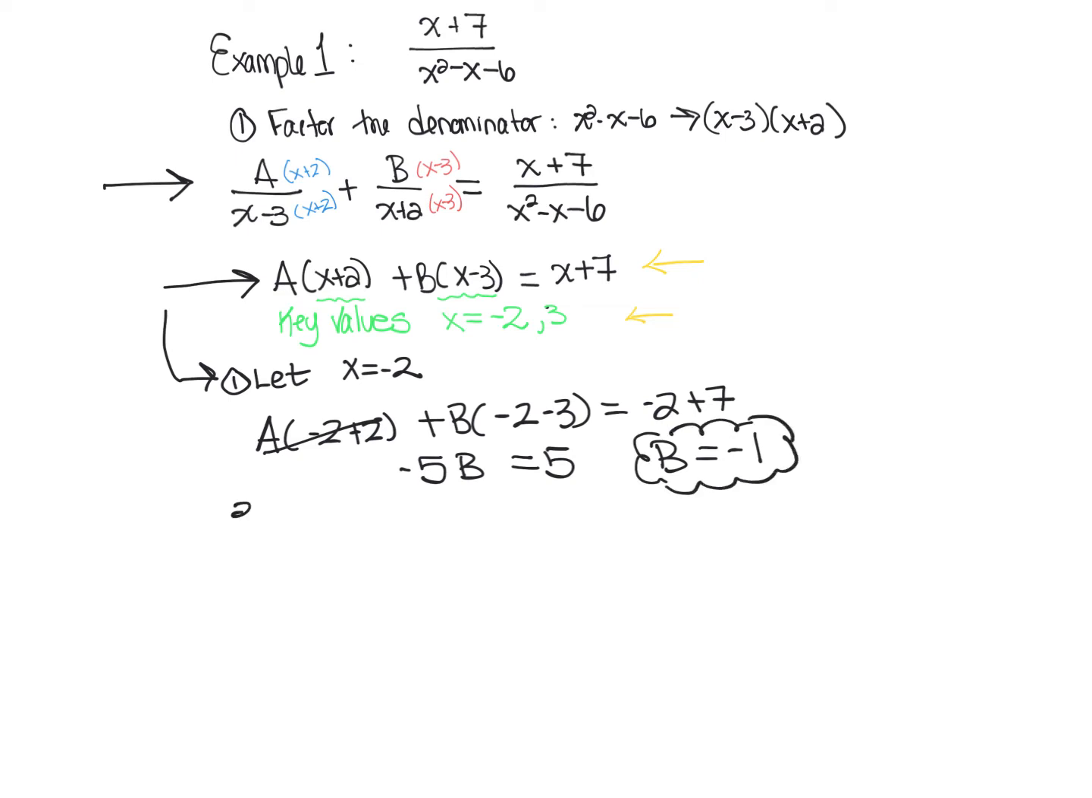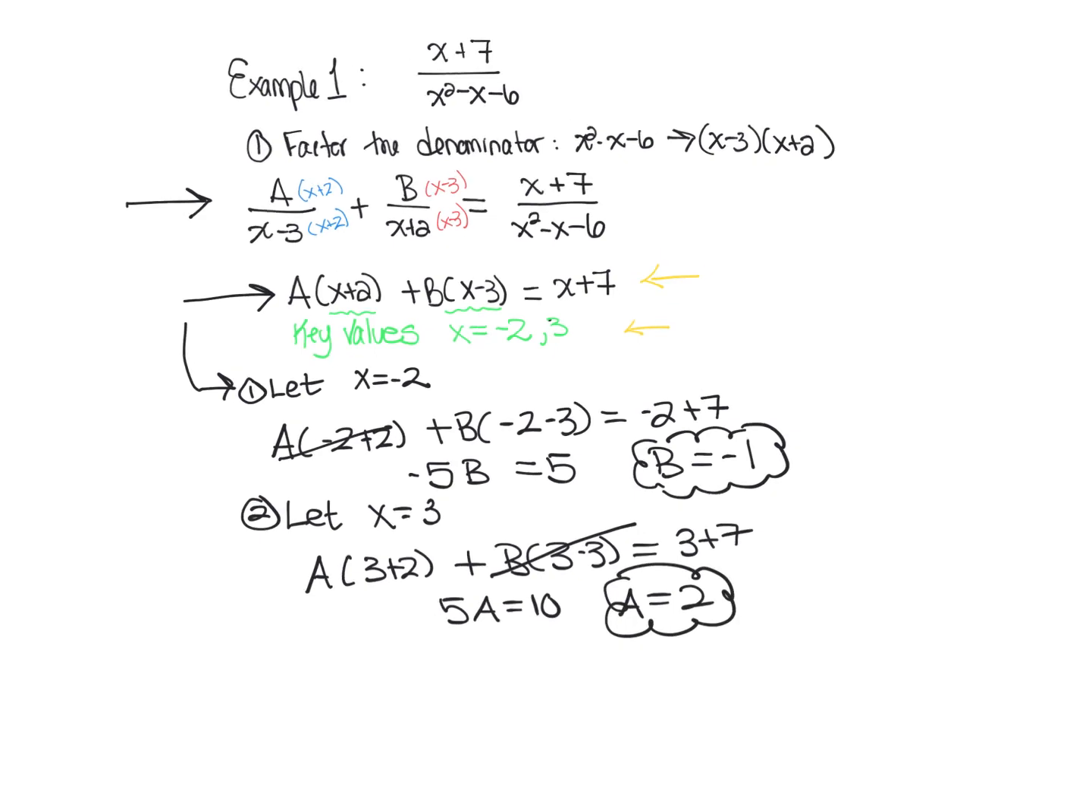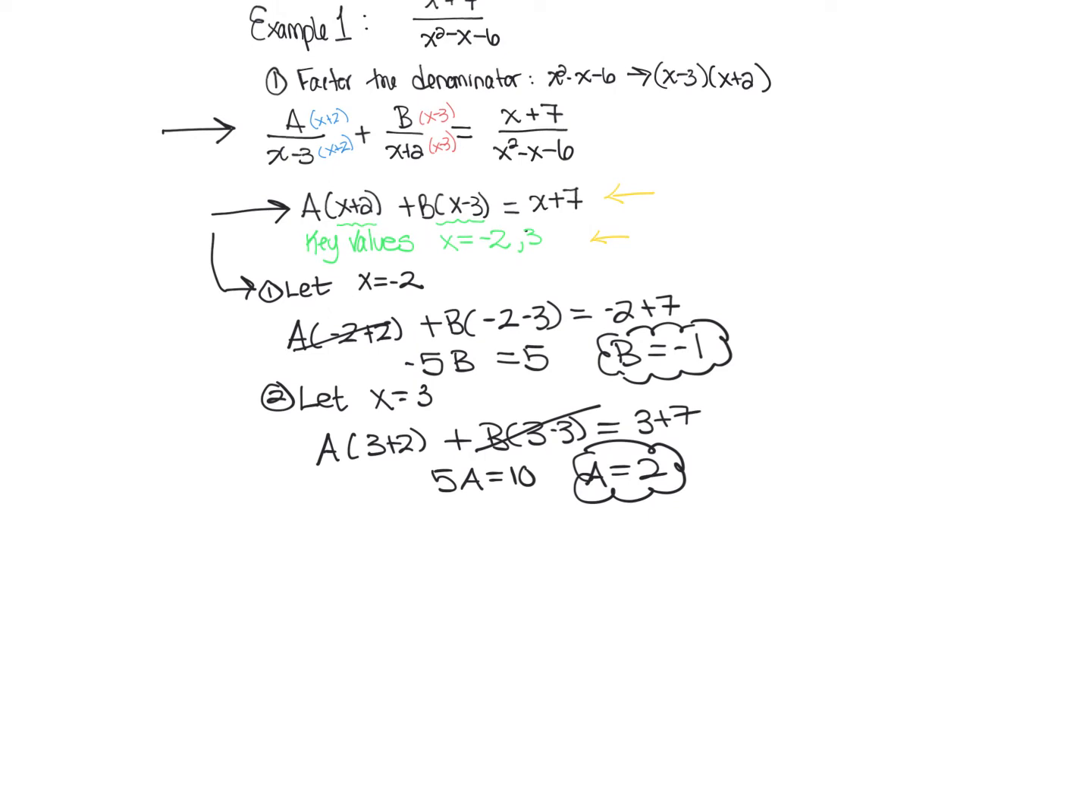So now I know b. That means if I let x equal 3, I can find my a value. We're going to do the same thing again, only we're going to let x equal 3. So a times 3 plus 2 plus b times 3 minus 3 equals 3 plus 7. That goes to 0. I get 5a equals 10, so a equals 2. That was super helpful also. So now I can go ahead and write my fractional decomposition in its final form.